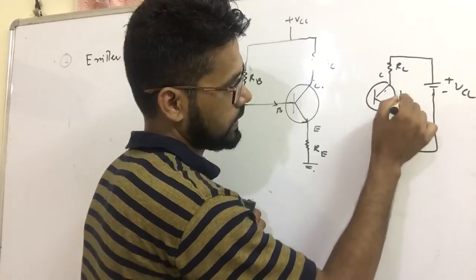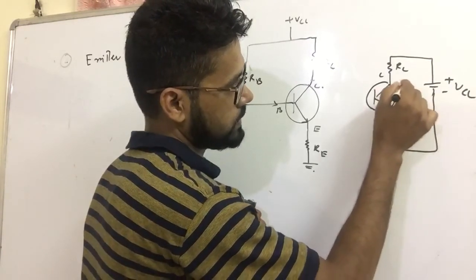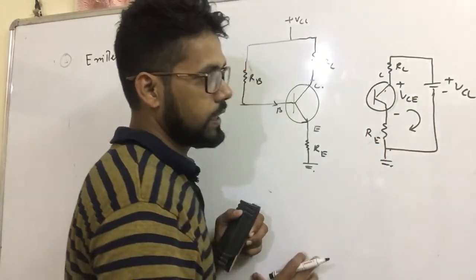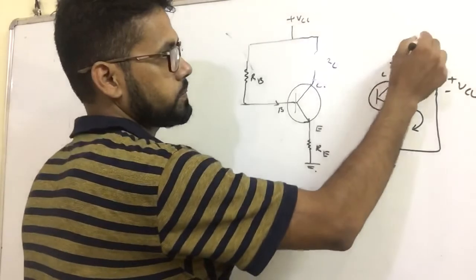This is the output side. Now VCE. Okay, VCE is developed in this equation. This is RE. Okay, clear. This is the output side.